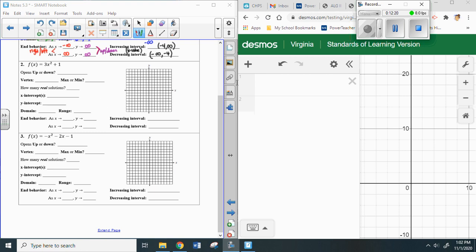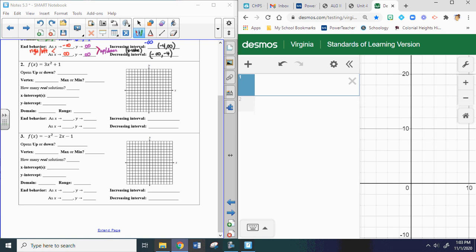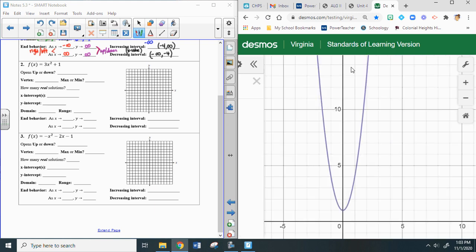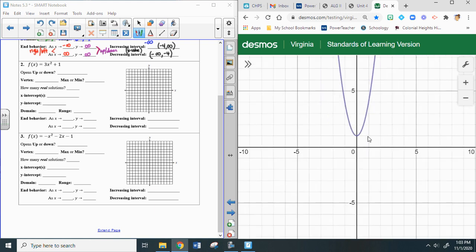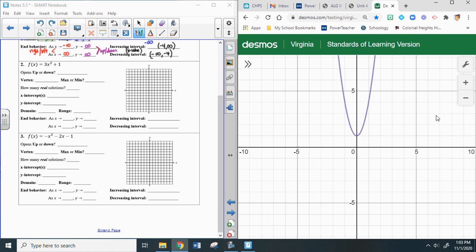Okay, so for number 2 here, we're going to go over to Desmos, and I don't want to write. I'll use my mouse here. I'm going to do 3x squared plus 1. Let me undo that. Just want to slide this over and maybe make that a little bit bigger. Okay, so you can see that you have a vertex at 0, 1, and then you can kind of slide it around, and hopefully you notice you don't have anything else.